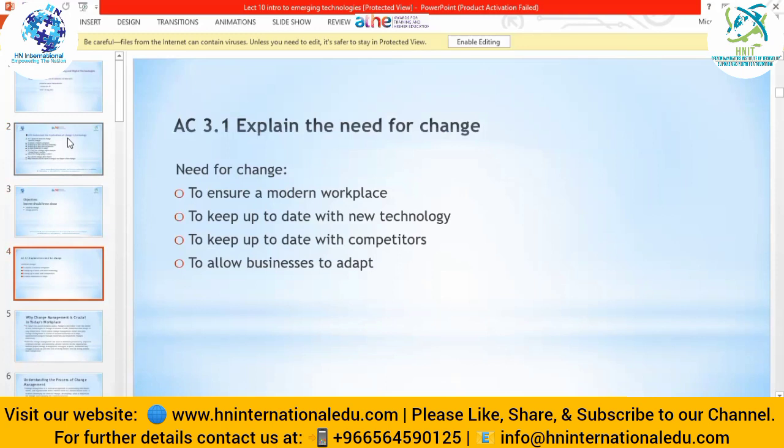So first of all, we will explain the need for change. So what do you think? Is change a good thing or a bad thing, according to business perspective? Yes, Abdullah? I think it's a good thing. Good thing. But what type of change?